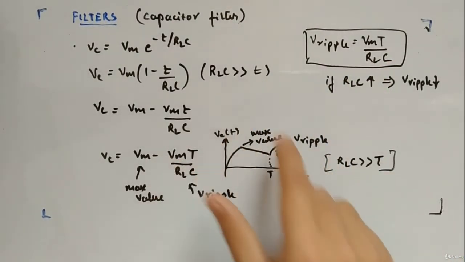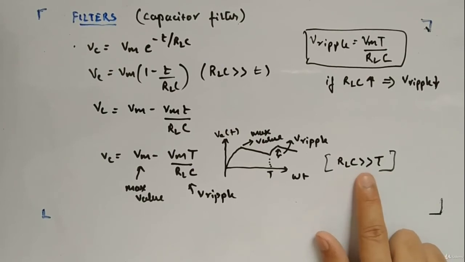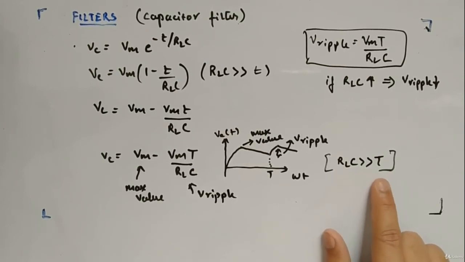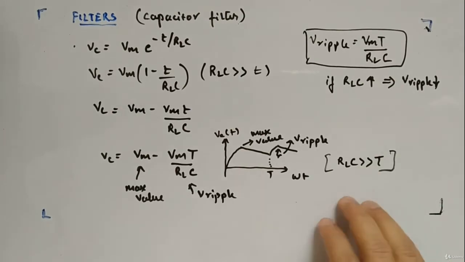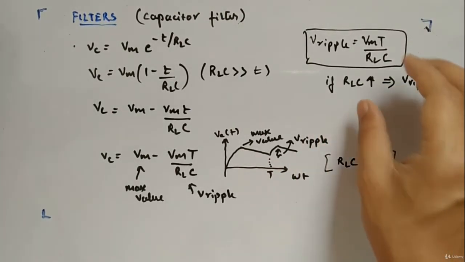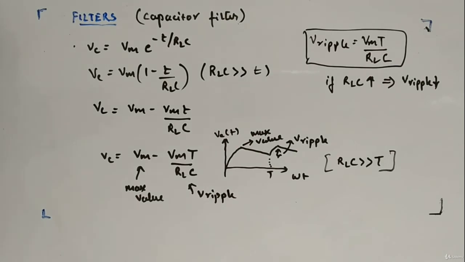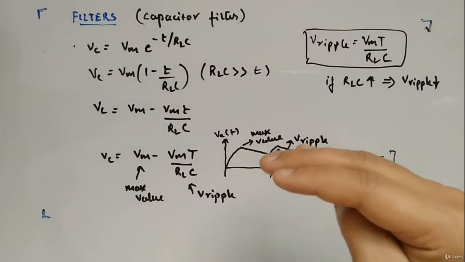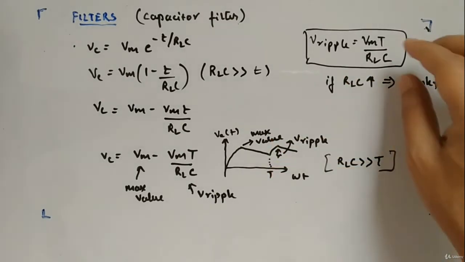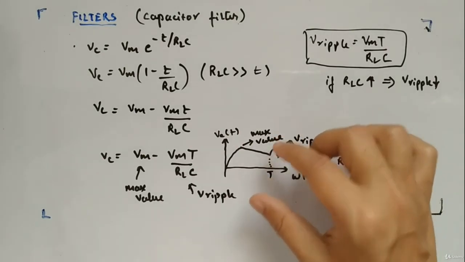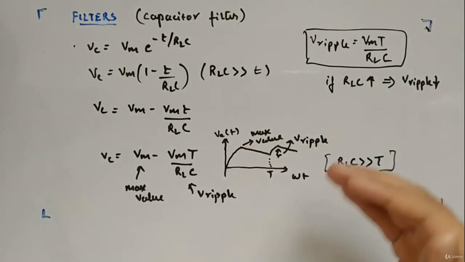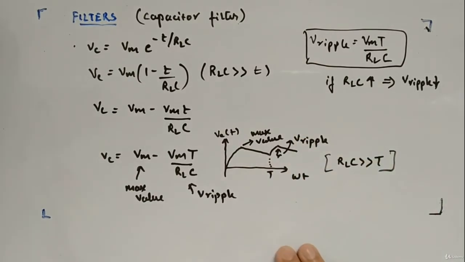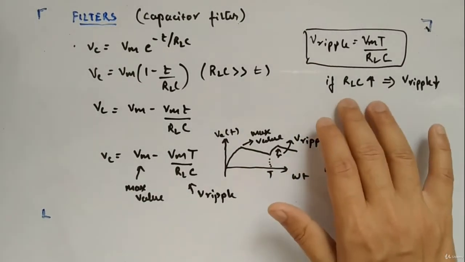Now in the approximation, instead of small t, it will be capital T. RLC should be very much greater than T. So with this approximation, you can see that we are able to get the exact value of the ripple voltage. How much quantity has been subtracted from the maximum value gives the ripple voltage, and this is the amount which has been subtracted from the maximum value. That much voltage has been lost by the capacitor. That is what you can think of.